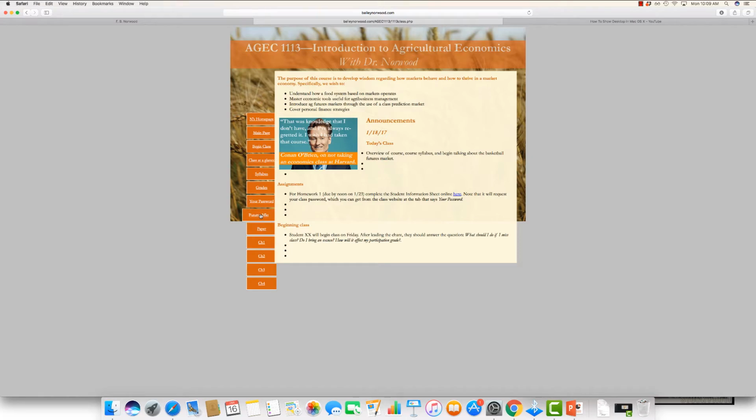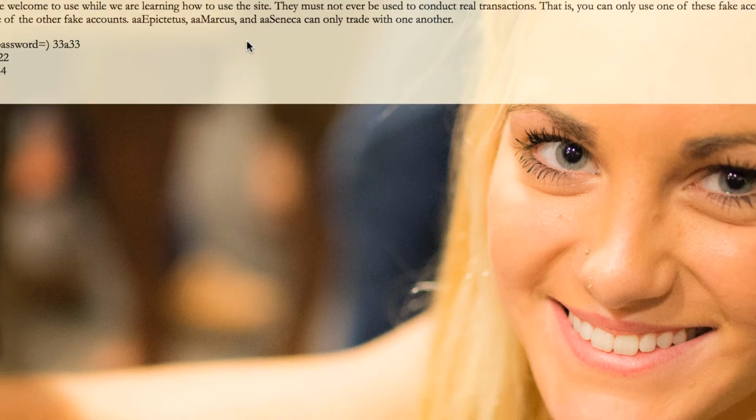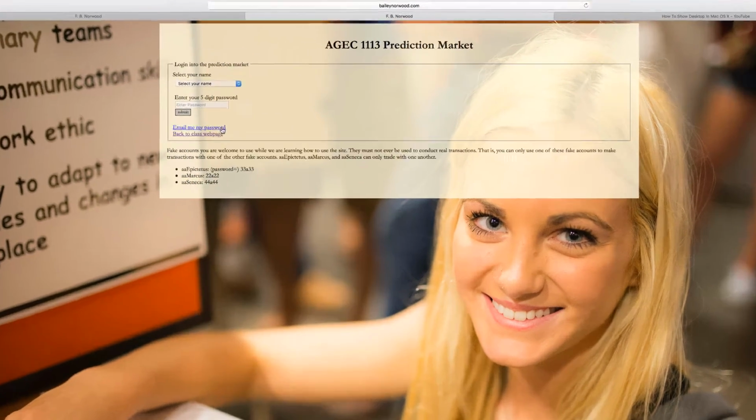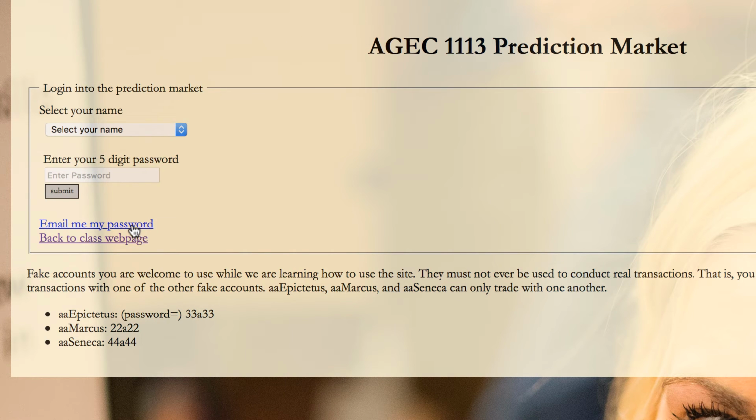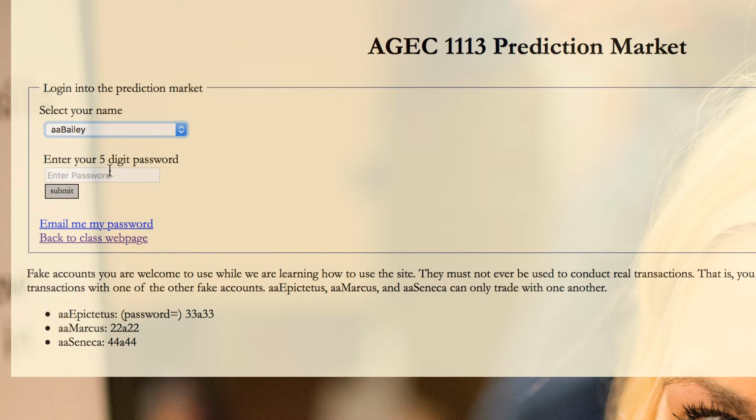First, know that to get to the futures market, you have to start at the class web page. Go to futures market and log in, and you're going to need your class password. And remember, if you don't know it, you can just click this link and choose your name, and it will email your password to you. So I'm going to log in.